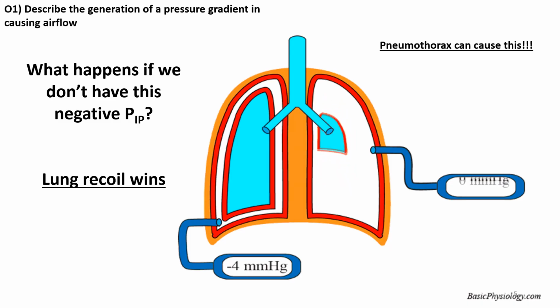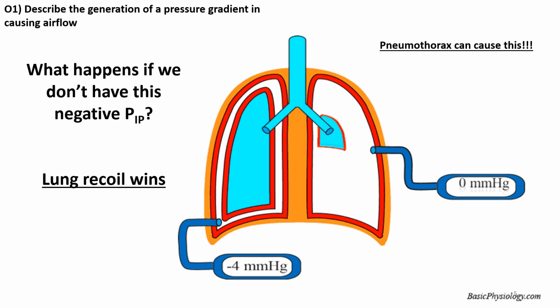So what happens if we don't have this negative interpleural pressure? What you can actually see in this GIF, which is a bit of an oversimplification of what's actually going on, is that the negative interpleural pressure is what allows the lungs to stay inflated and to act as this transmission of force between elastic recoil of the outer chest wall going outwards to then communicate that to the actual lungs.